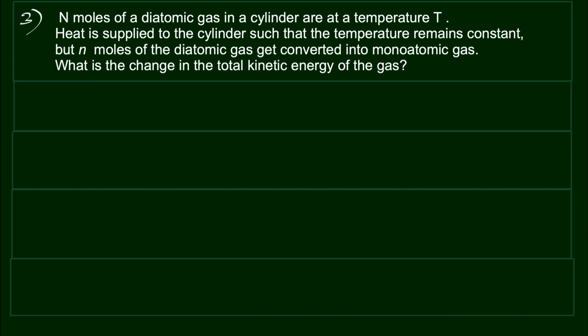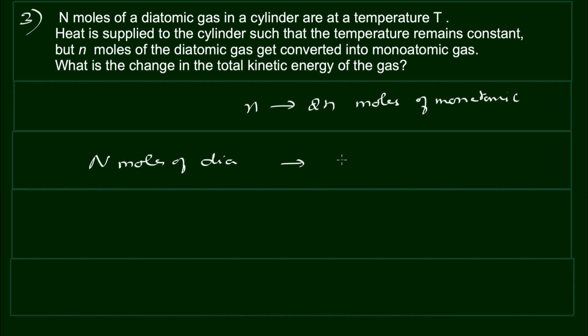So we have capital N moles of diatomic gas, and when heat is supplied, small n moles of it get converted into monatomic gas. So when small n moles goes from diatomic to monatomic, it becomes 2n moles of monatomic gas. So what was first N moles of diatomic becomes N minus n moles of diatomic plus 2n moles of monatomic. What is the change in the kinetic energy of the gas?